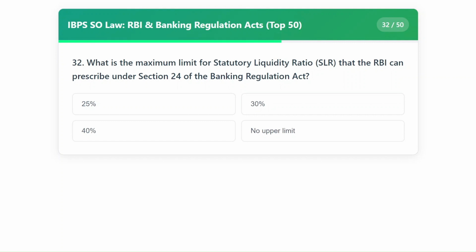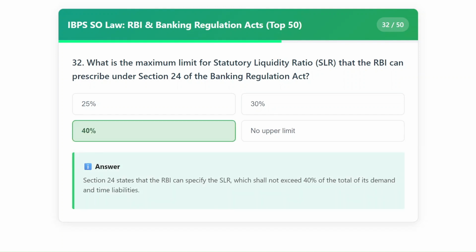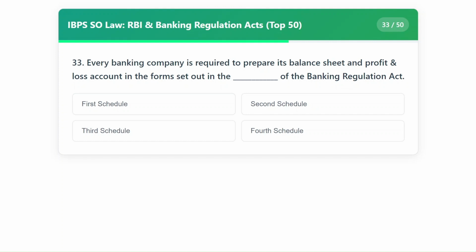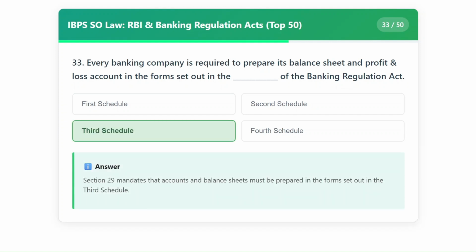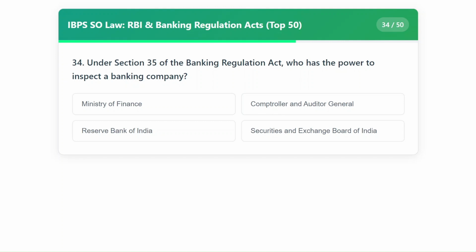What is the maximum limit for statutory liquidity ratio that the RBI can prescribe under Section 24 of the Banking Regulation Act? 40%. Every banking company is required to prepare its balance sheet and profit and loss account in the forms set out in the dash of the Banking Regulation Act. Third schedule. Under Section 35 of the Banking Regulation Act, who has the power to inspect a banking company?